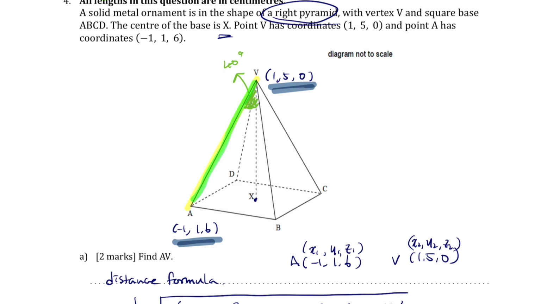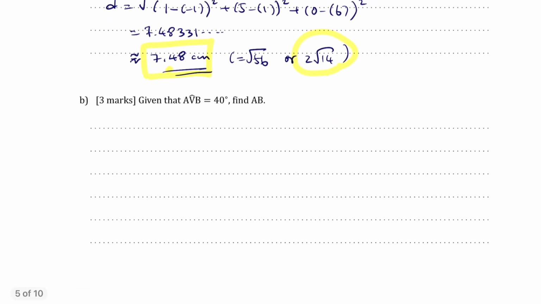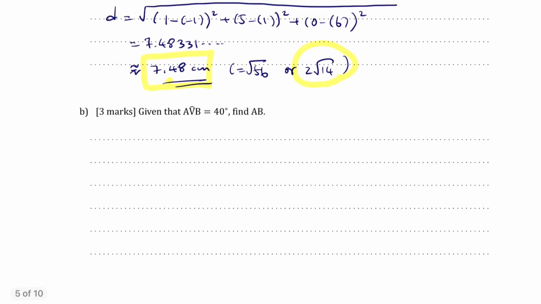So it's just referring to this triangle or this side only, right? Then let's redraw this triangle. So this is the triangle, and we know that this is point A, point V, and point B, and the angle here is 40 degrees, and we just calculated that this side AV has the length of 7.48331. Okay, and then we need to find this length here.